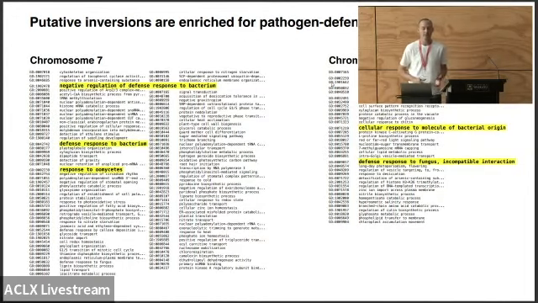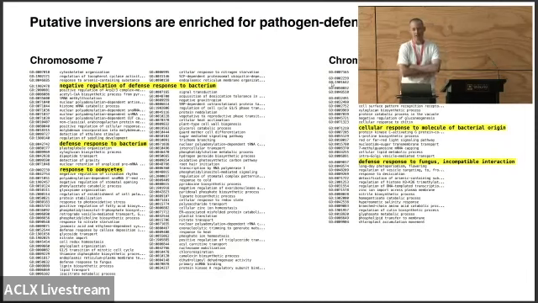Now, given this idea that inversions will collect genetic variation that is adapted to a particular role or environment, we looked at the enrichment of biological processes in the gene annotations in these inversion regions. And there are a lot of GO terms that look like they'd be useful in colonizing a new range, but in particular, these pathogen defense GO terms, which pop out in both regions.